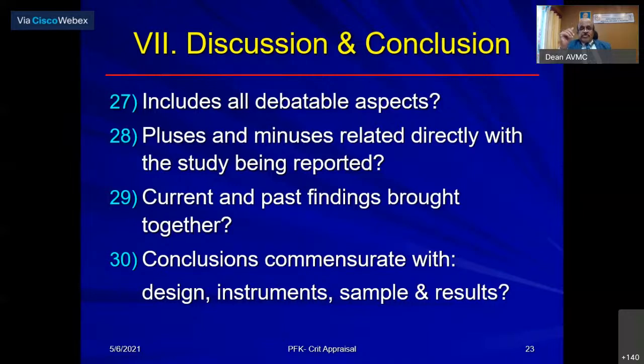And the conclusions should always be coherent or commensurate with the design, instrument. And many times we see the primary objective and secondary objective are different, and the conclusions drawn will be generalized conclusions. Doing the study on pediatrics and concluding on the adult population. These kinds of things I have seen. I've seen in the dissertations, and I've seen in articles submitted for publication also. So keep these things in mind.